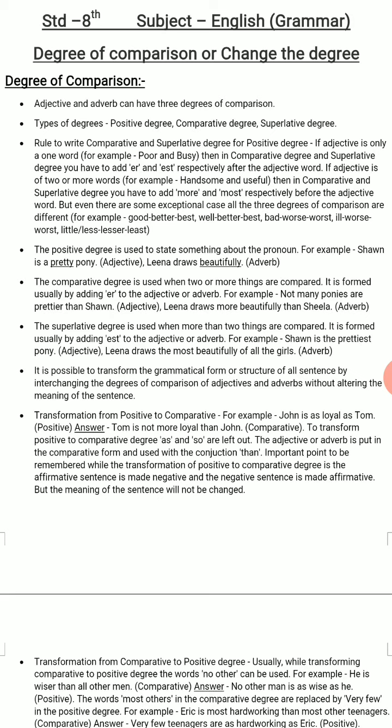The superlative degree is used when more than 2 things are compared. That means if 2 things are compared, then it is a comparative degree. If more than 2 things are compared, then it is superlative degree. It is formed usually by adding est to the adjective or adverb. So, commonly it is used by adding est to it. For example, Sean is the prettiest pony. Here the word prettiest is superlative degree. Lena draws the most beautiful of all the girls. So most beautiful is the superlative degree.